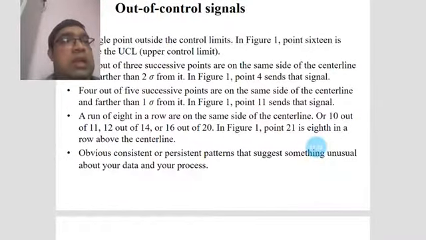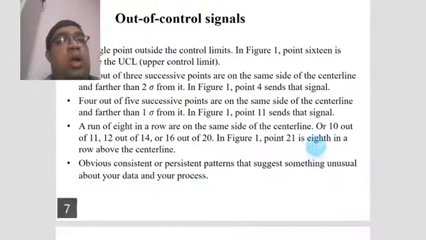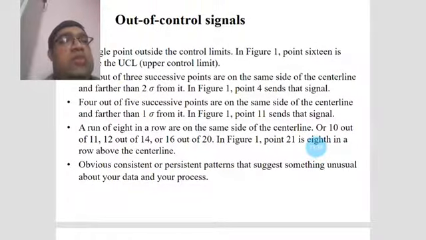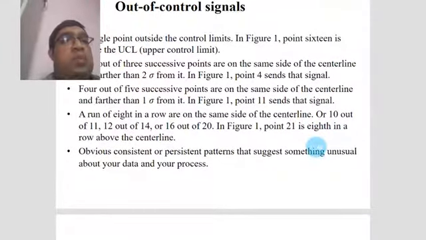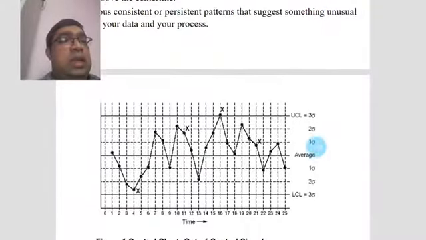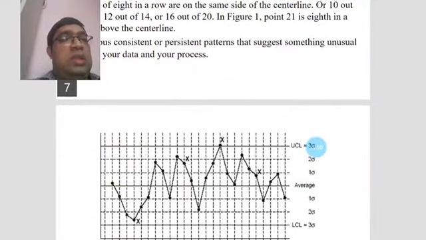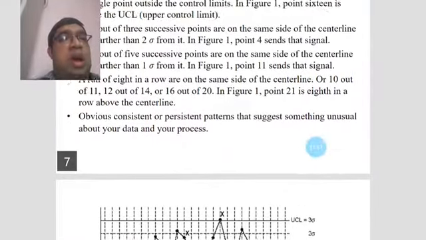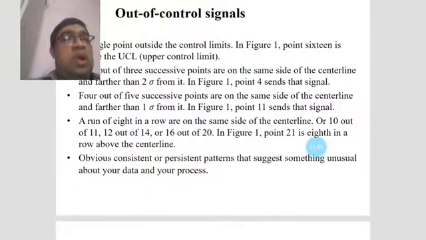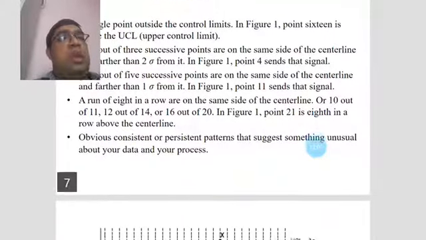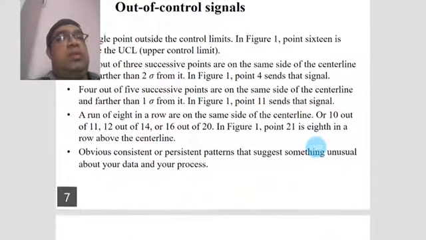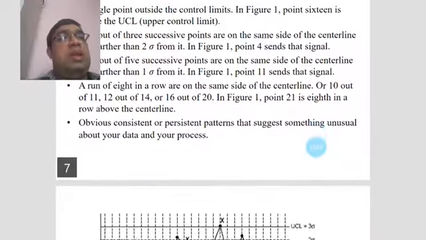Another: 4 out of 5 successive points are on the same side of the center line and further than 1 sigma from it, and this will be 1 sigma. That is, 4 out of 5 successive points are on the same side of the center line and further than 1 sigma from it. In the figure, point 11 sends that signal.